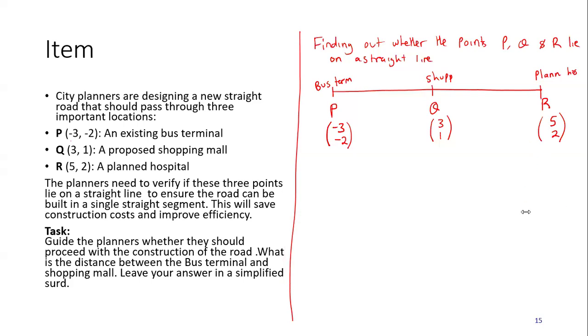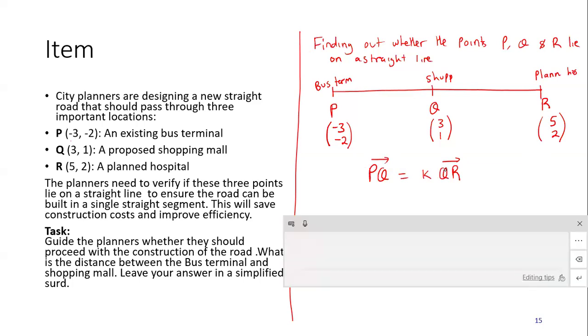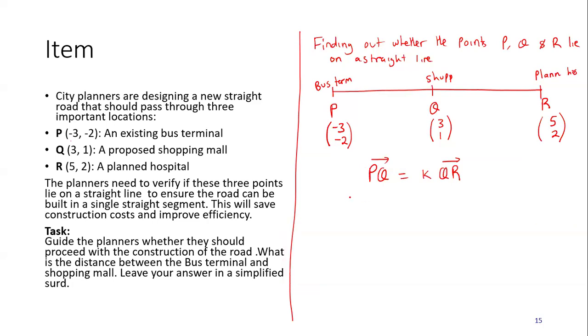Okay, so we shall say PQ is equal to KQR. These are our vectors. Good. The answers we are giving are correct. Now, after doing so, there are two things you have to find. First, you are going to find vector PQ, and then vector QR.